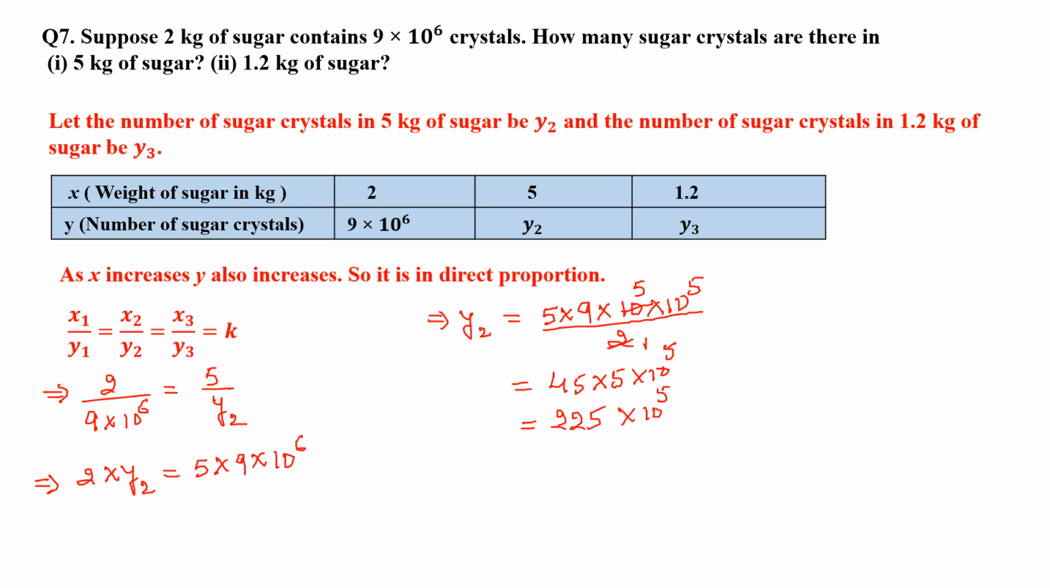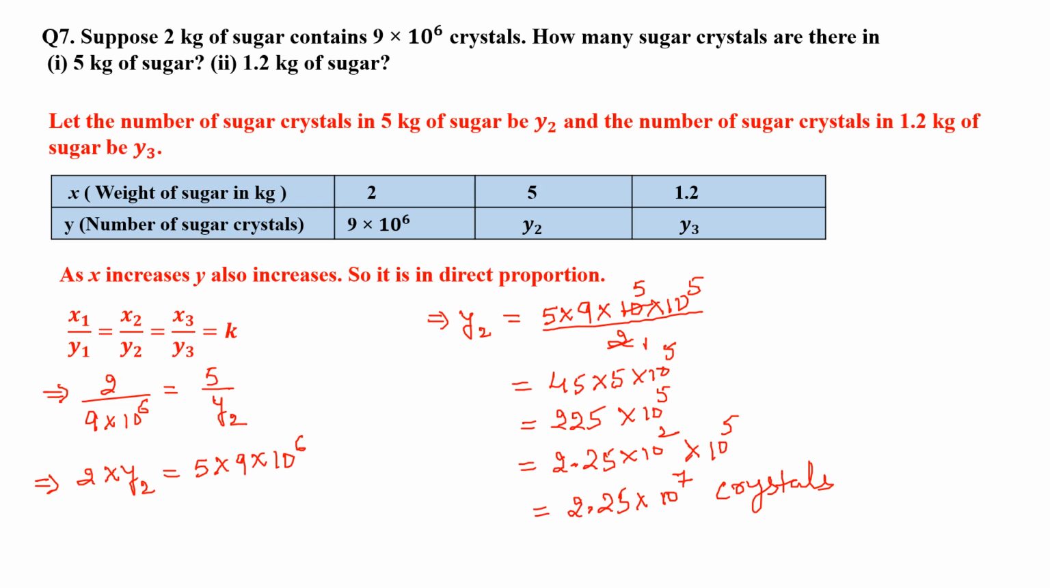And let's convert this into standard form. So 225, if I have to write in standard form, I will write as 2.25 into 10 square into 10 to the power 5. So this will be equal to 2.25 into 10 to the power, now see, base is same, so add the powers. So 2 plus 5 will give me 7. So from here I can say that there will be 2.25 into 10 to the power 7 crystals in 5 kg of sugar.